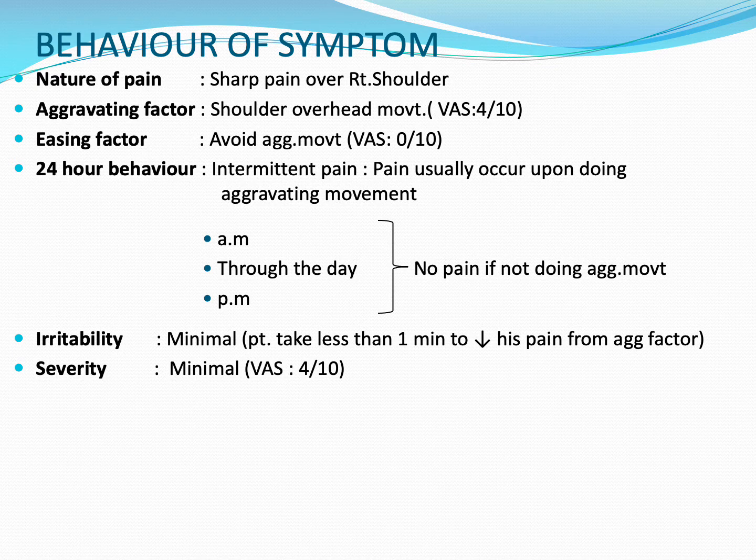On 24-hour behavior of symptom, this patient has intermittent pain. This patient only feels pain upon doing the aggravating movement. During the morning, through the day, and at night, there is no pain if not doing any aggravating movement. So irritability for this patient is minimal, as the patient takes less than 1 minute to reduce his pain from the aggravating factor. The severity for this patient is minimal because the pain scale is only 4 out of 10.